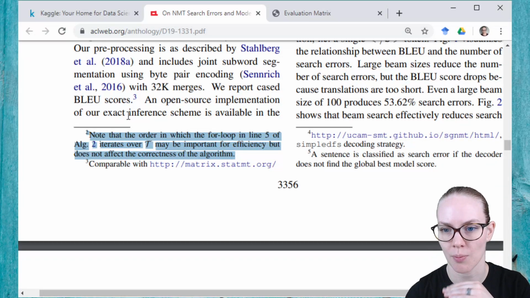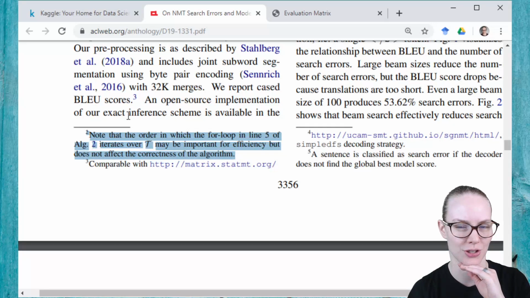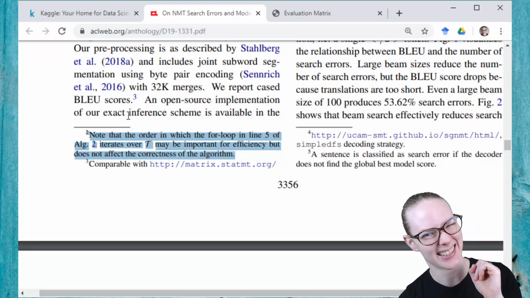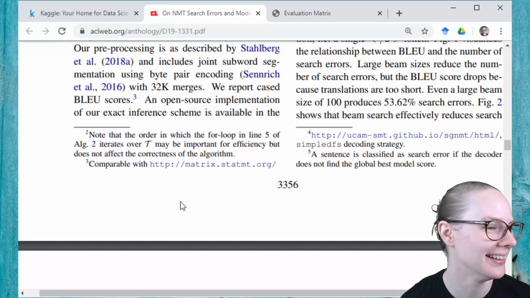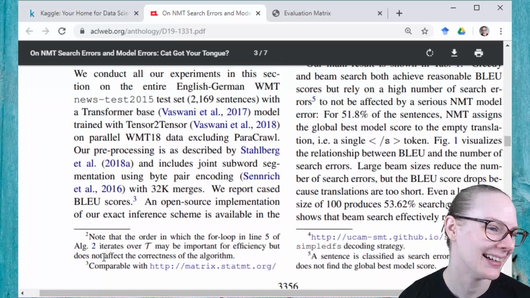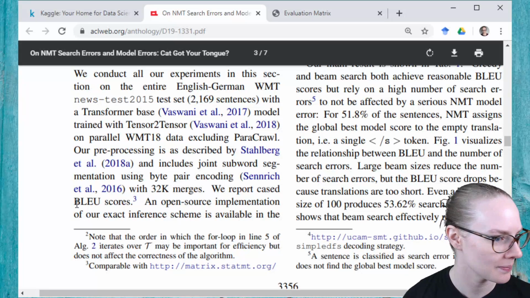So this is not an approximate search, it is a complete search. I'm pretty sure that is the term. It's been a while since I did search algorithms. All right, that makes sense to me.